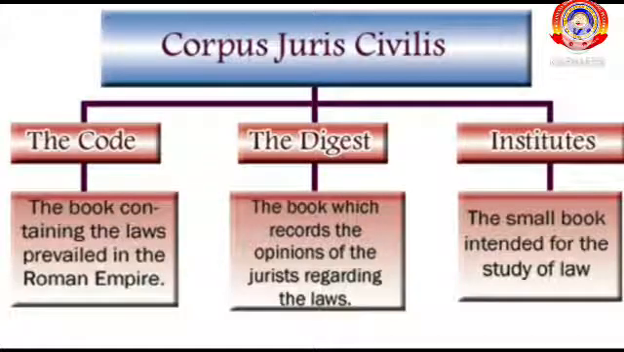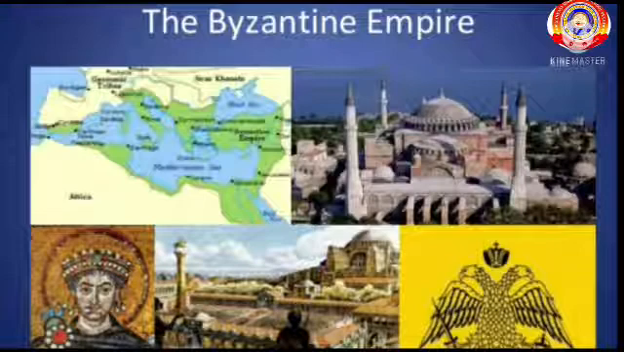The Justinian Code is based on the principles of reasoning, justice, and generosity. Corpus Juris Civilis can be divided into three: the Code, the Digest, and the Institutes. The book containing the laws that prevailed in the Roman Empire is called the Code. The book which records the opinions of the jurists regarding the laws is called the Digest. The small book intended for the study of law is called the Institutes. The Eastern Roman Empire began to decline after Justinian.